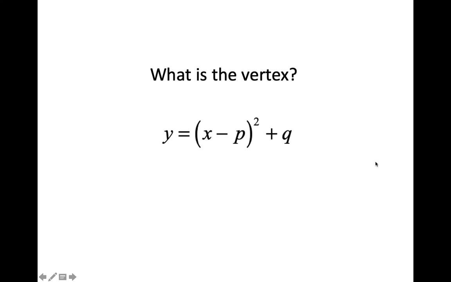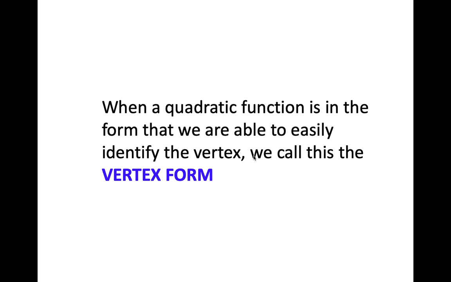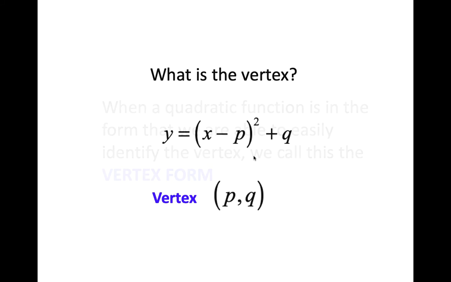Now, all of this gives us enough to be able to say, all right, if I have an equation that looks like the following, what is the vertex? Well, my graph is going to go to the right p, and it's going to go up q. So I say that my vertex is (p, q). When a quadratic function is in this format that you see in front of you, we say it is in vertex form. The reason we call it that is that it's so easy to find the vertex inside of this equation.